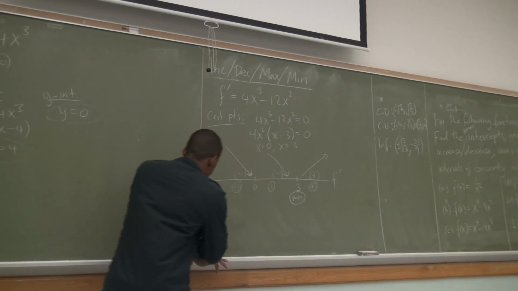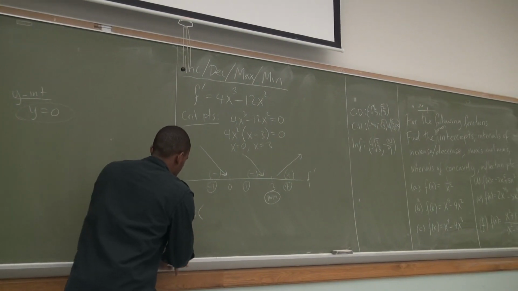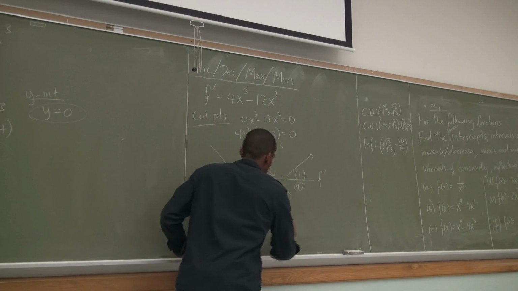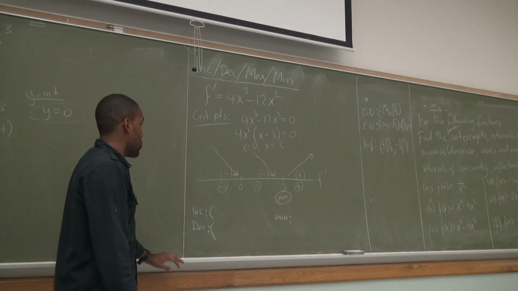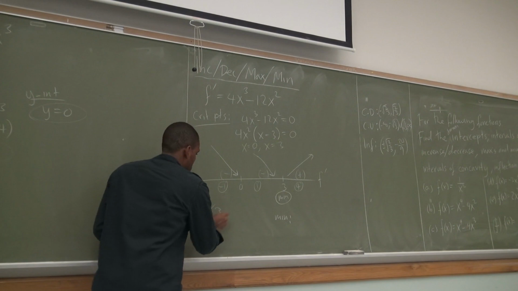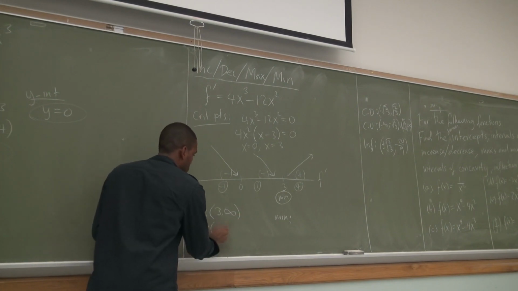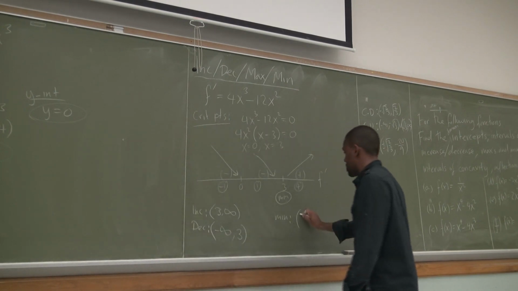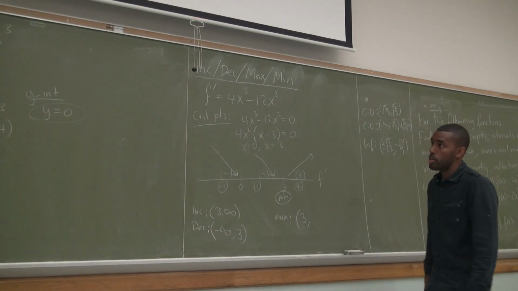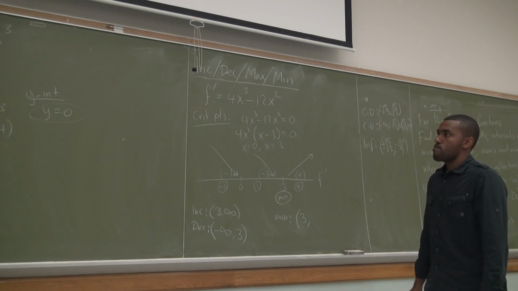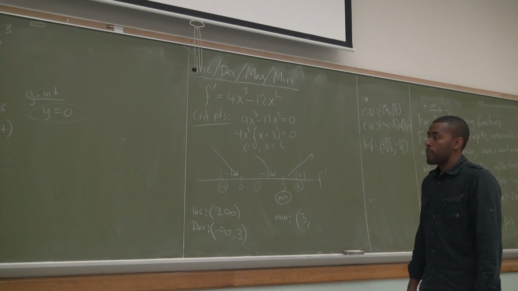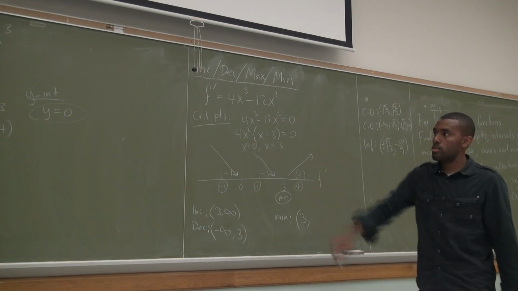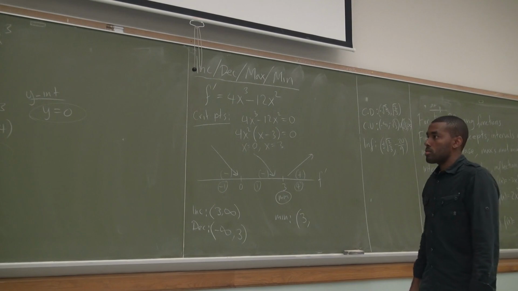So, we're increasing, decreasing, and we have a minimum. We're increasing from 3 to infinity. We're decreasing from negative infinity to 3. We have one minimum point which occurs at 3, comma, when I plug in 3 to that, what do I get? You plug in 3 into the original. Into the original, yes.